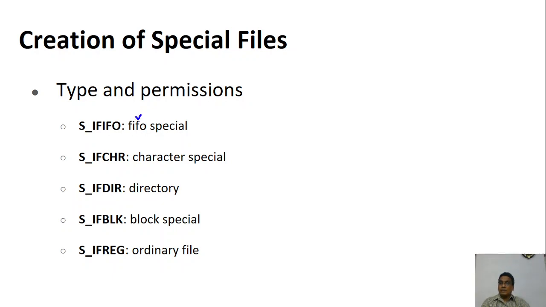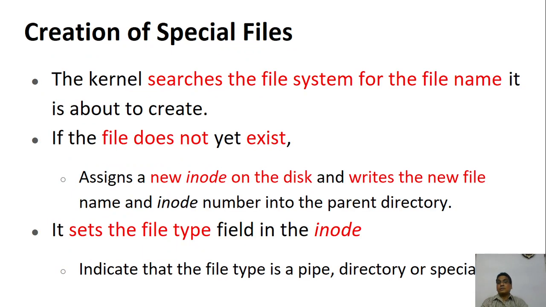Suppose you want to create the pipe, which is first in first out, you can use S_IFIFO. If it is a character special file, you can use this constant. If it is a directory, you can use this constant, and for block as well as for the ordinary or regular file, you can also use the respective constants.